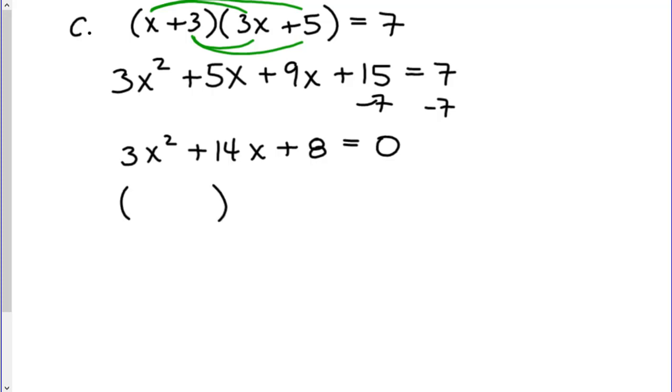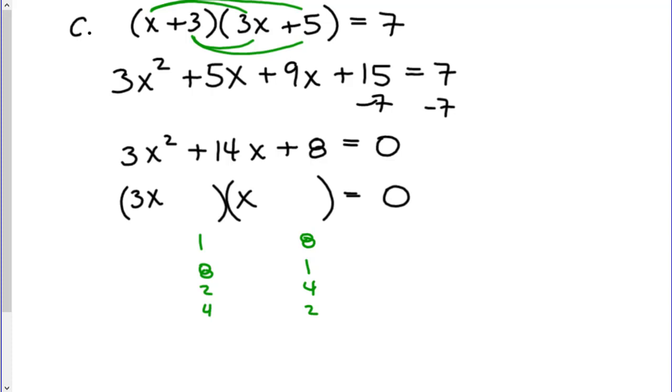Well, the 3 is a prime number, so I'm just going to try guess and check here, because I know 3x and x are the only two things that will multiply and give me 3x squared. Now for 8, I could have the possibilities 1 and 8 or 8 and 1, or I could have 2 and 4 or 4 and 2. And that's it. Those are my only possibilities. So let's see which ones work here.